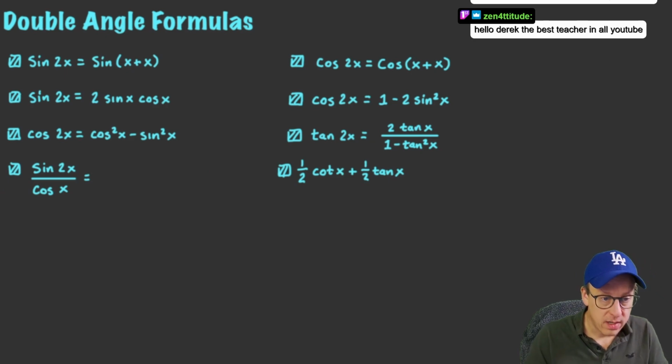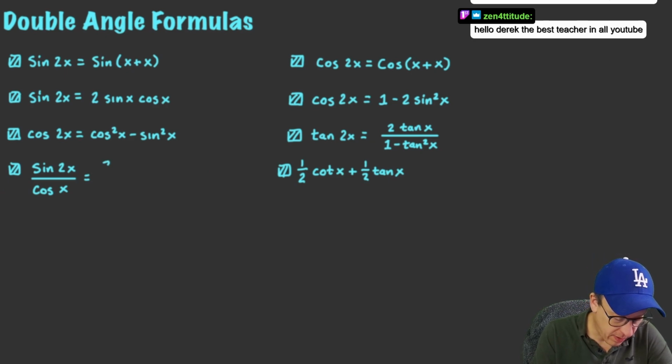So we'll get sine 2x divided by cosine of x. This is going to be simplified down to 2 sine of x cosine of x divided by cosine of x. And, of course, this is going to simplify down to 2 sine of x.